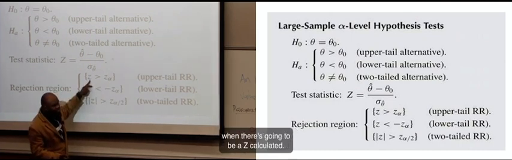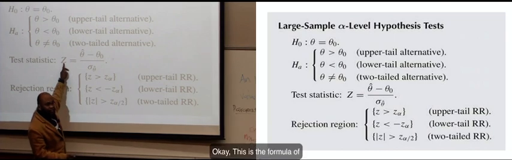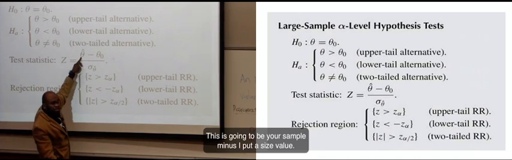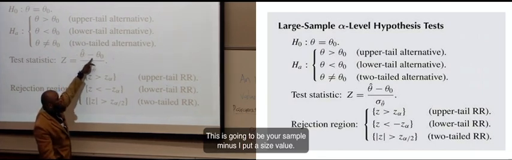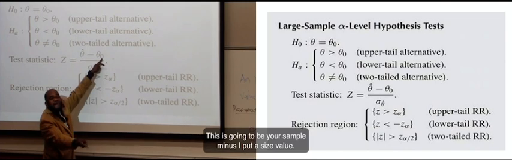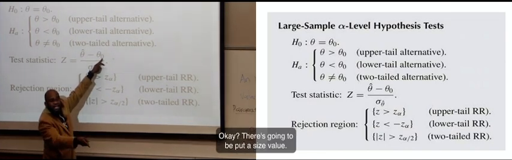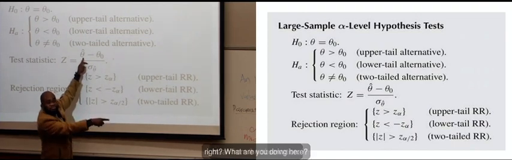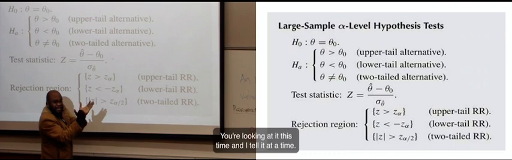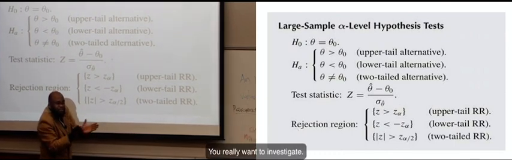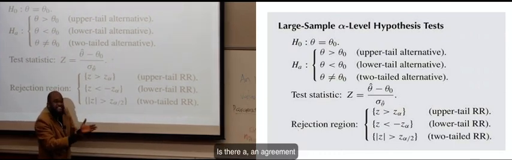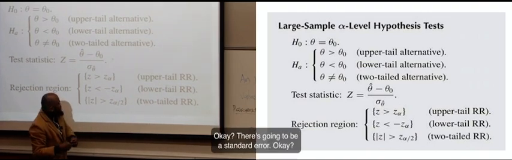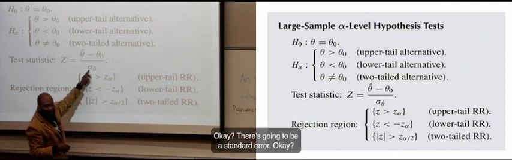There's going to be a z calculated. This is the formula of the z, which I'm still going to show you. The z is going to be your sample mean minus the hypothesized value, divided by the standard error. Where do you get your sample mean? From the observation, right? You're looking at the distance, because you really want to investigate whether there is an agreement between your observation and reality. I'm going to show you.